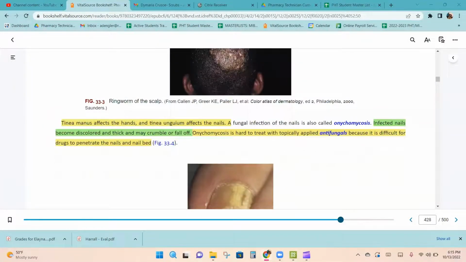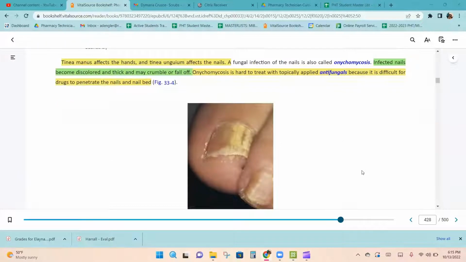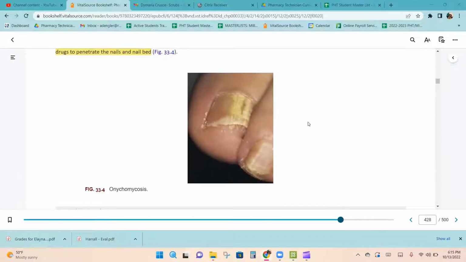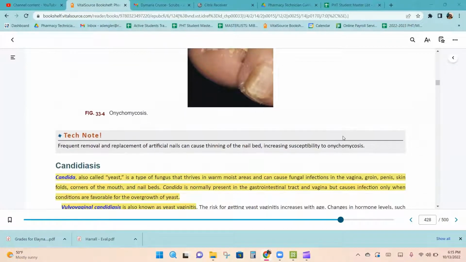And there's tinea manuum, which affects the hands, and tinea unguium, which affects the nails. Infected nails become discolored and thick and may crumble or fall off. Onychomycosis is the fungal infection of the nail. It's hard to treat with topically applied antifungals because it is difficult for the drugs to penetrate the nails and skin bed. So figure 33.4 shows that.